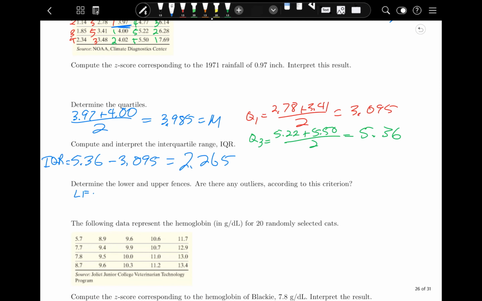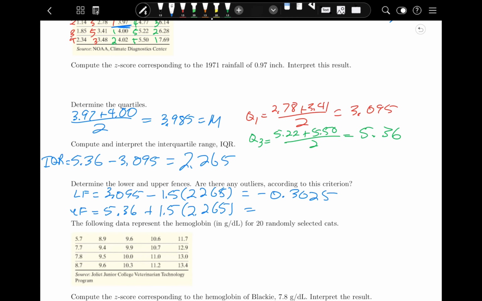So the lower fence and the upper fence. The lower fence is the Q1, 3.095, minus 1.5 times the interquartile range. And the upper fence is Q3 plus 1.5 times the interquartile range. So that's negative 0.3025, so there's no outlier on the bottom.